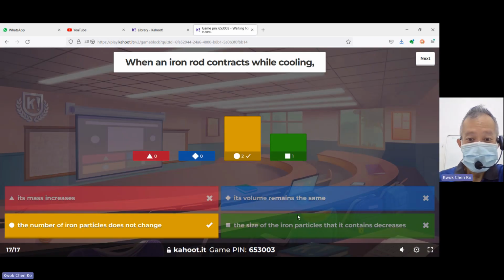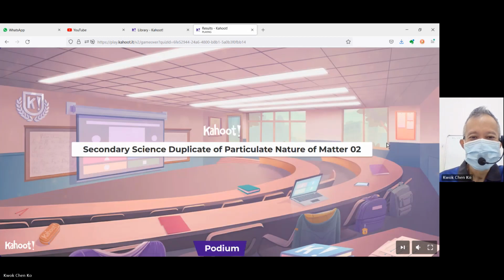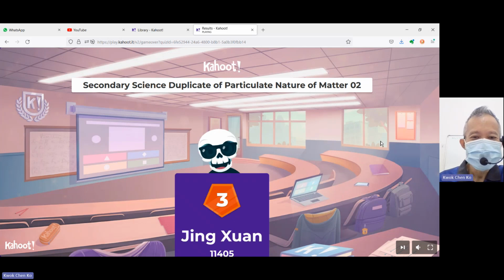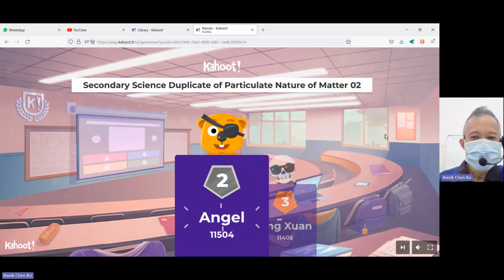All right. Size of iron particles. No, the size does not change. Okay. Because of the last question.